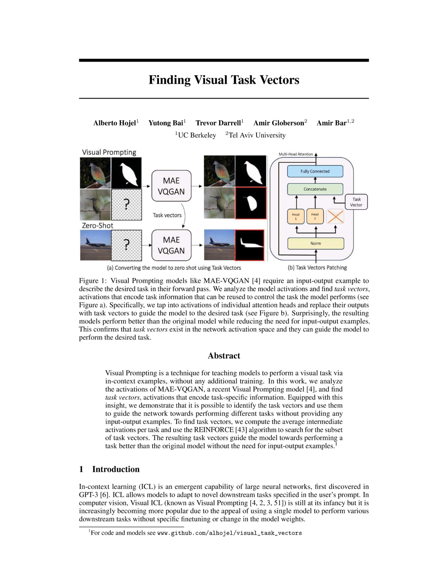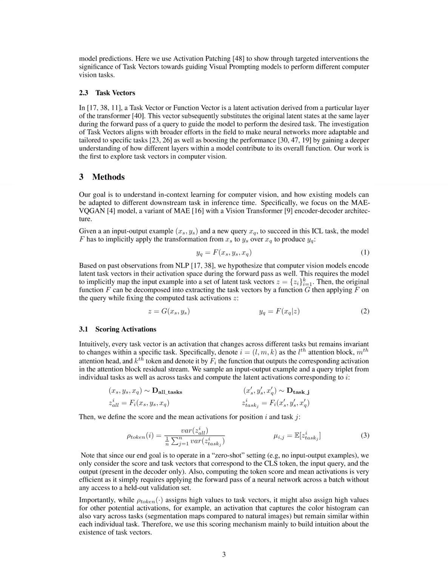The scoring mechanism used to evaluate task vectors in the activation space is based on the concept of taskness. Specifically, the scoring mechanism computes the score rho_token(i) for each activation, where i equals (l, m, k) represents the l-th block, m-th head, and k-th token in the model.